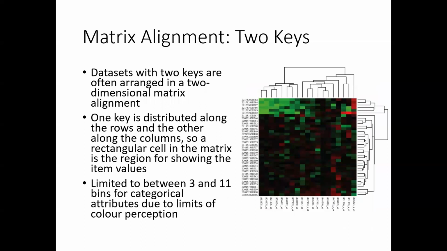You can also do matrix alignment with two keys, and one key is distributed along the rows and the other is distributed along the columns. And then you can use color to distinguish between them. So these look like they're different parts of different files. This is limited to between 3 and 11 bins for categorical attributes, and that's due to our limited perception of color.